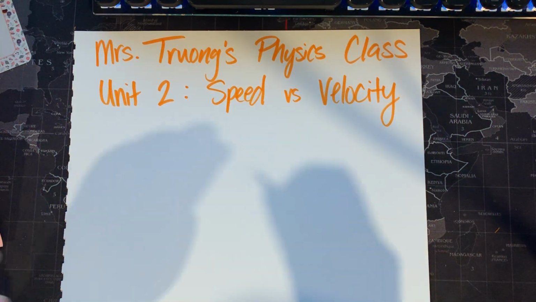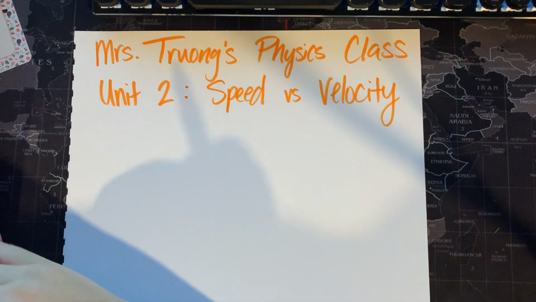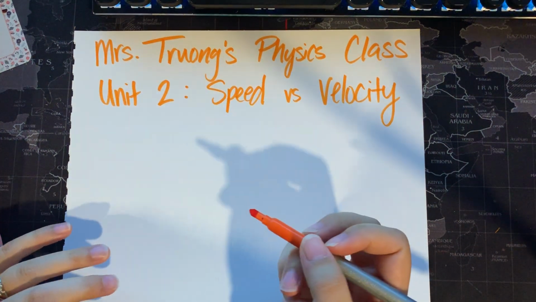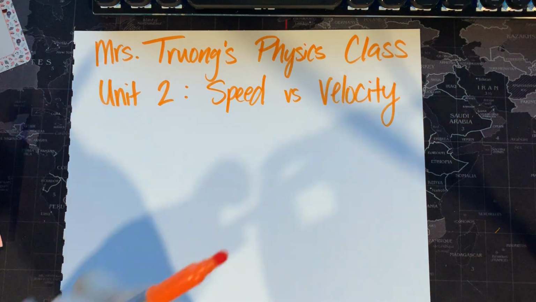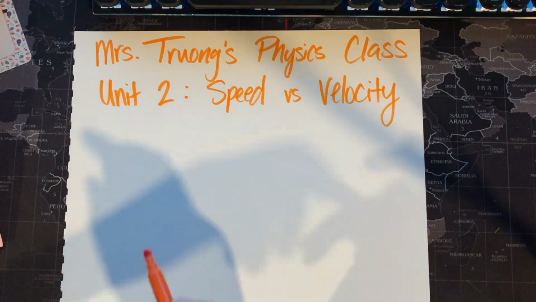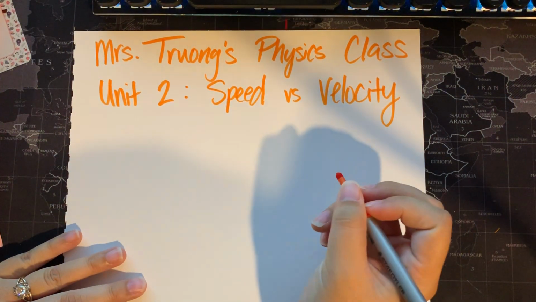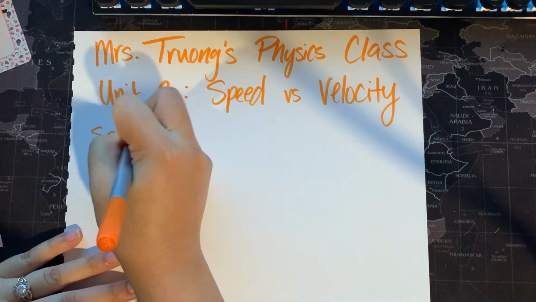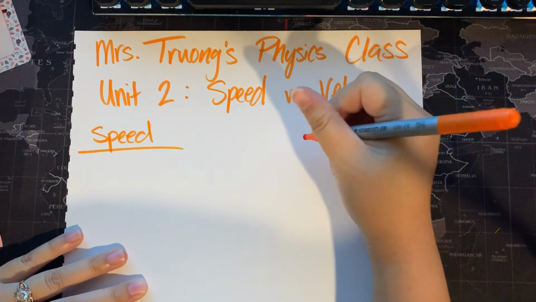Alright, hello everybody. Okay, so third topic for Unit 2, speed versus velocity. If you already looked at it, the equation is the same for both. But the difference is here. So you have speed, you have velocity.